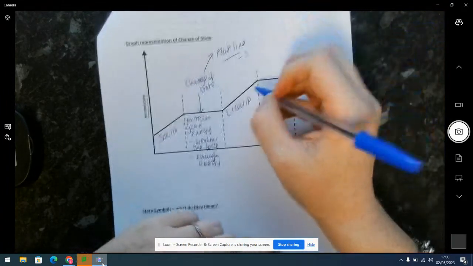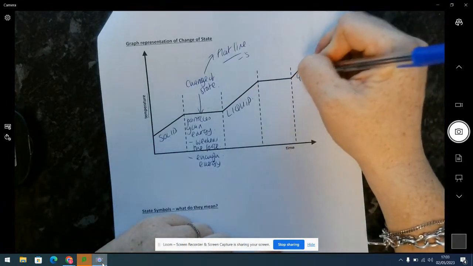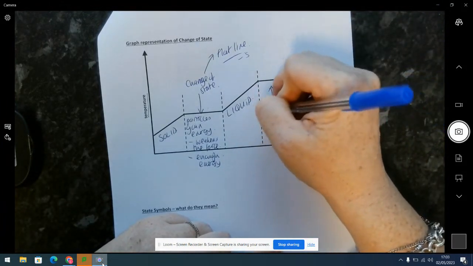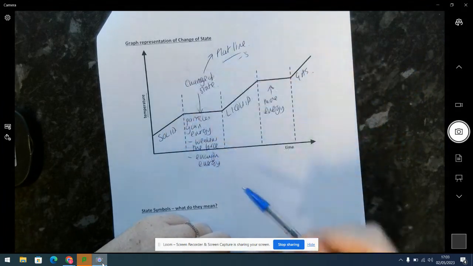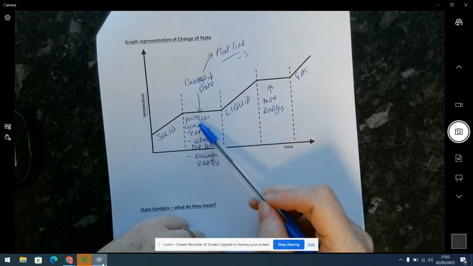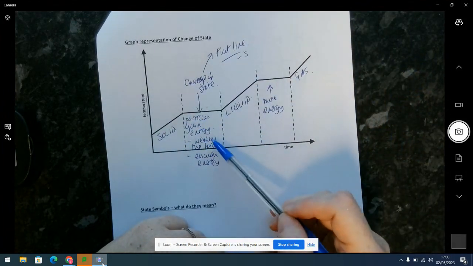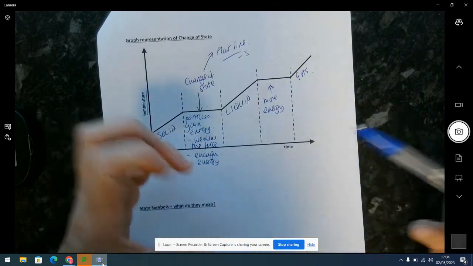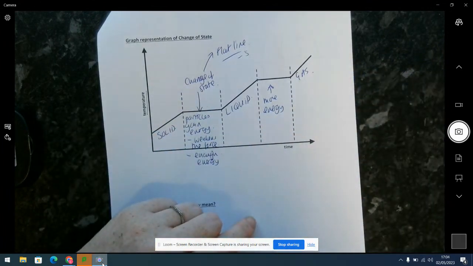Obviously, to turn from a liquid into a gas, I'm going to need even more energy than before, which is why the temperature is higher. But the process is the same. The particles are gaining energy. We're weakening the force of attraction until they have enough energy to break free and turn into a gas.